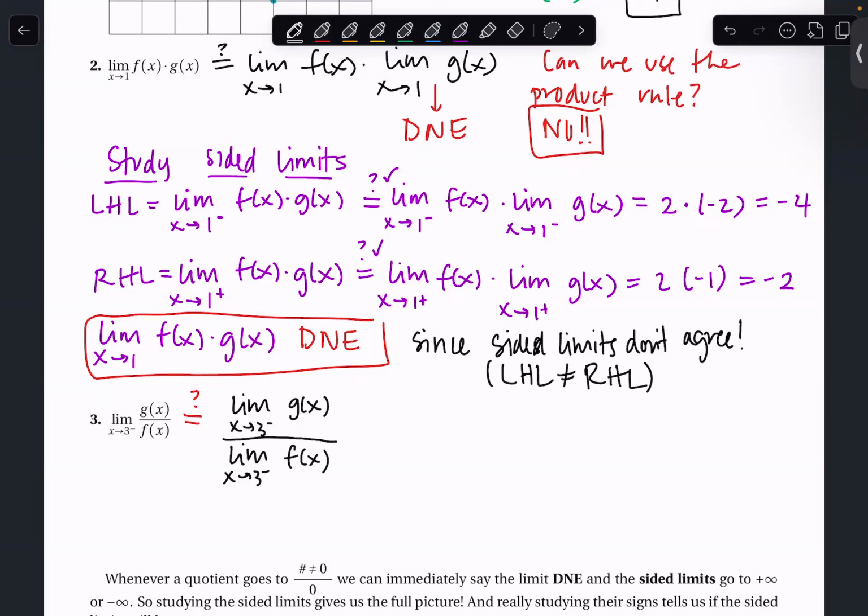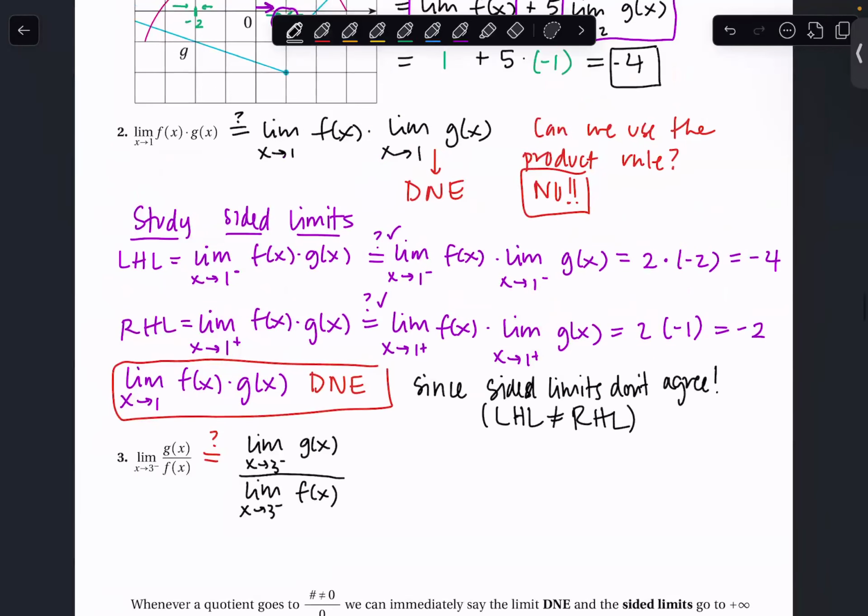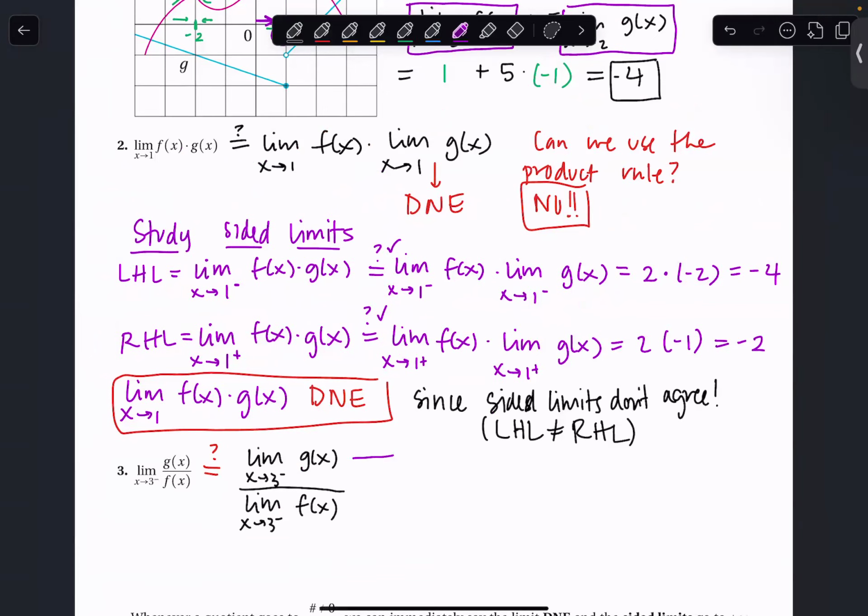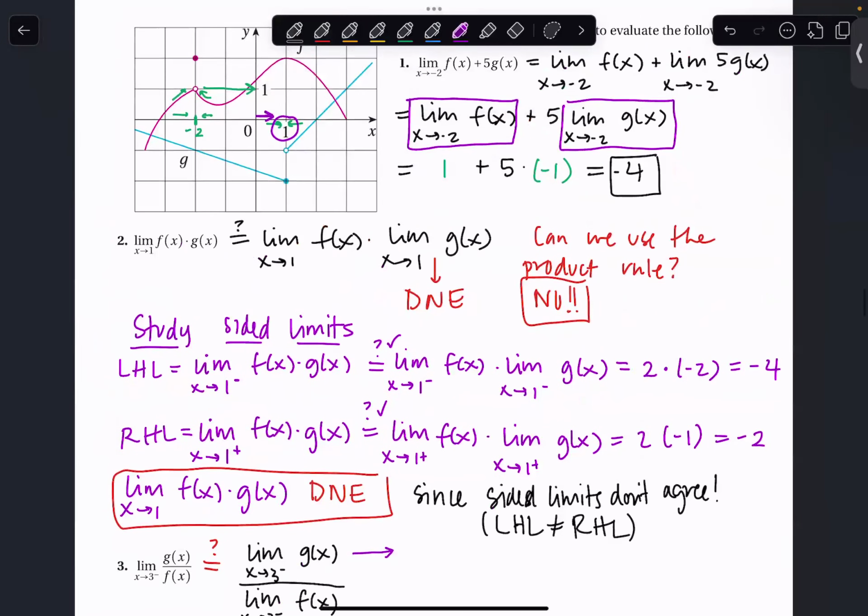Can you guys tell me, when can I not apply this rule? When it's 0 at the bottom, that's the more obvious one. That's the one we want to check more often, or if either one of these doesn't exist. Right, if one of them does not give me back a value, I can't use the rule. And if my denominator equals 0, I can't use the rule. So let's see what happens in these cases. What does my g function do on the left-hand side of 3? Here's my value 3. On the left-hand side, what does my g function do? That's my blue function.